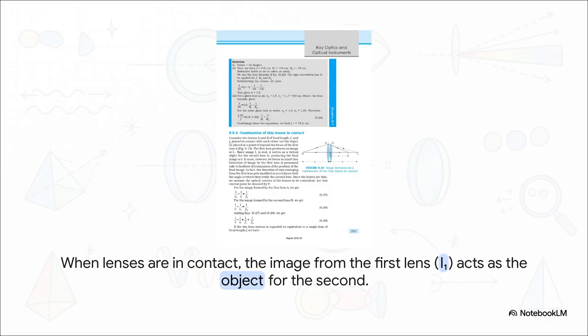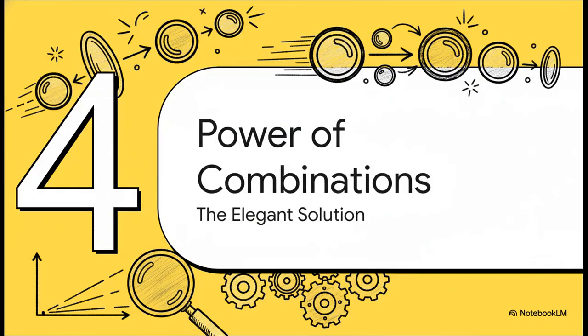Think of it like a relay race for light. The first lens takes the light from the original object and forms an image. Then, for the second lens, that image becomes its new object. The second lens doesn't really care about the original thing. It only sees the image that the first lens made for it. It's like each lens is handing off a modified version of the light to the next one in line. So how do we calculate the final result of this light relay?